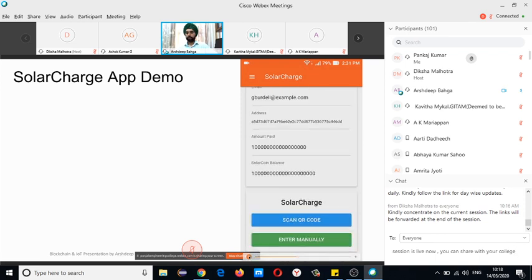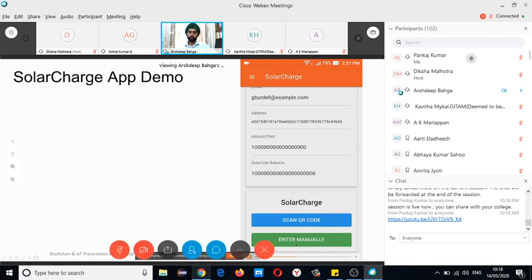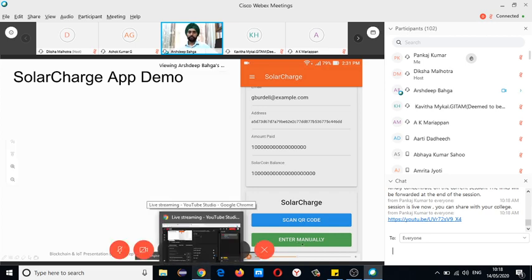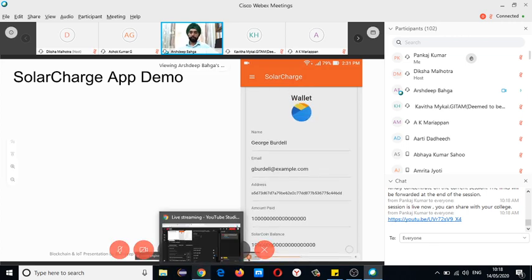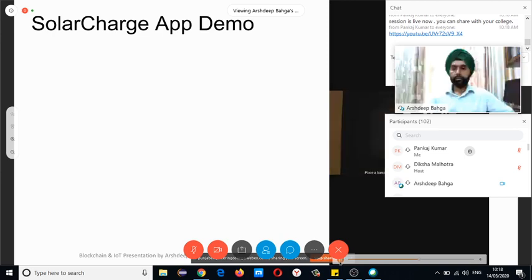Next, if a user wants to charge any device, the user either scans a QR code or enters the address of the charging station manually. Each charging station has a unique ID, which can be entered manually, or you can scan a QR code. So let's say a user scans the QR code. So here we scan the QR code.